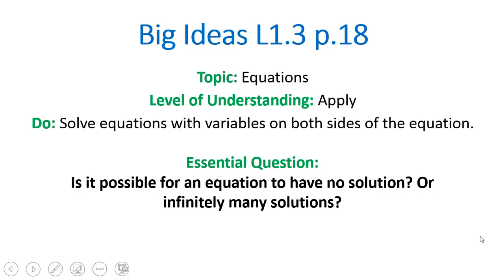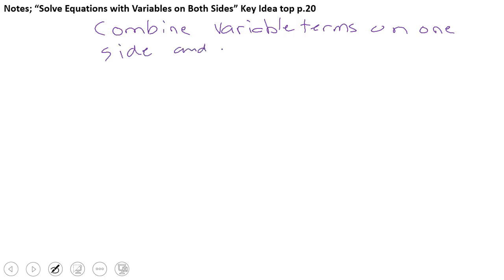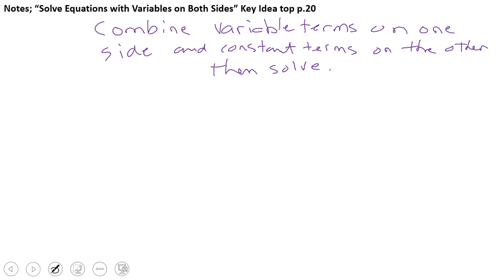Well, let's find out. First things first, you took some notes from Big Ideas, page 20, and it said to solve equations with variables on both sides. What did it say to do? It said, combine variable terms on one side and constant terms on the other. Then solve it. What does that mean? That means to do what we've been talking about: simplify. What does simplify mean? Combine like terms and eliminate parentheses. And yes, we're going to have to deal with both of those.